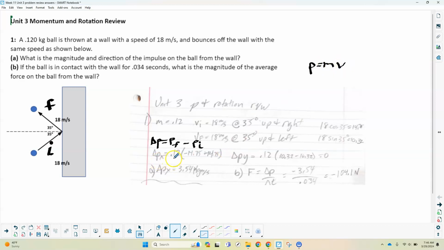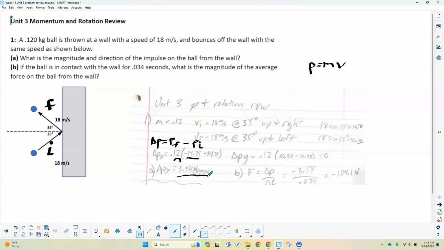So for the X term, 0.12 is the mass, so that's what I factored out. And then this is the final velocity, which is negative 14.75. That's the X term. And it's going to the left, so that's why it's negative. And in the initial one, it's going to the right, so it's positive. So it's final minus initial. And when you put that all in your calculator, you get negative 3.54 kilogram meters per second.